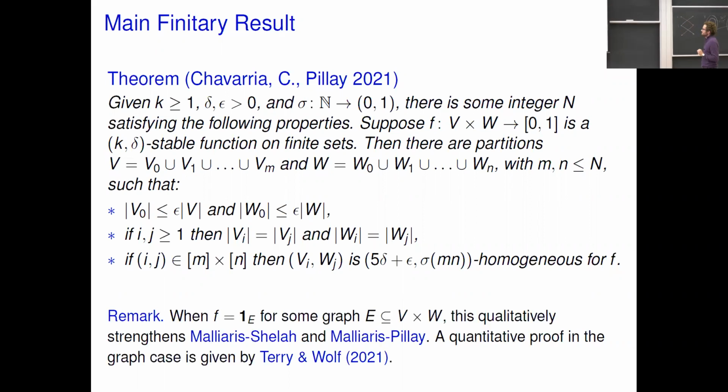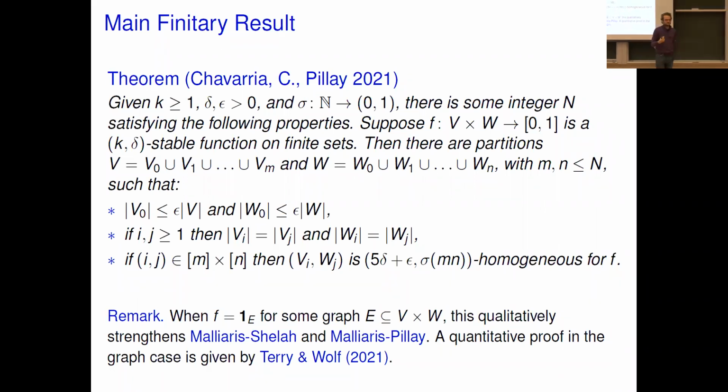And right, so as a remark, when you do take the characteristic function of a graph, this does give a qualitative strengthening of the previous formulations of stable graph regularity because we've put in this function. We're controlling the error with this function. Now you might say, well, why is that? Because before there were no v0 and w0. You didn't have these exceptional sets. Well, if you wanted to get rid of them, you could do it easily. You would just cut up the v0 and the w0 and distribute them evenly among the rest of the pieces. But that would destroy this strong homogeneity here. That would introduce epsilon into this second coordinate here.